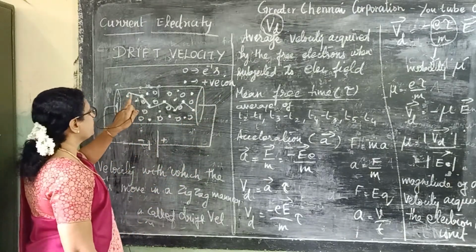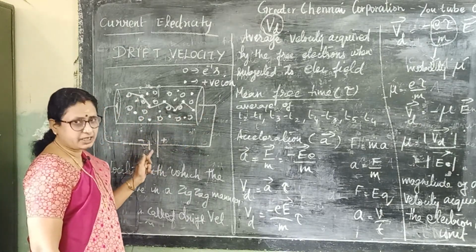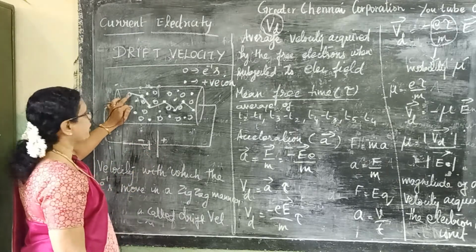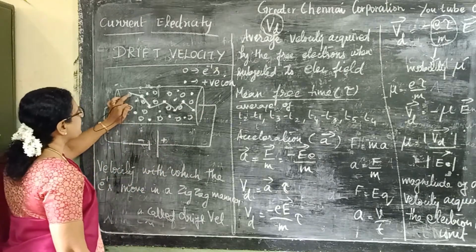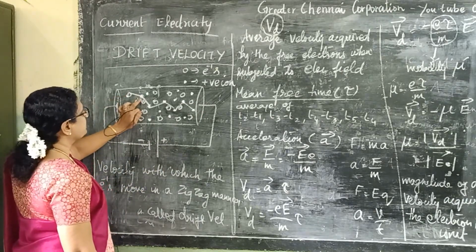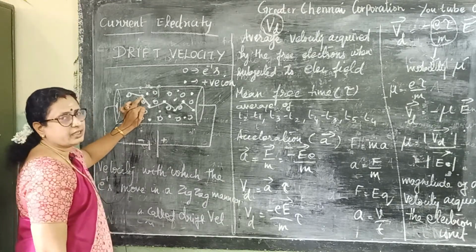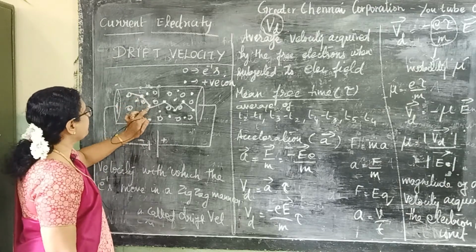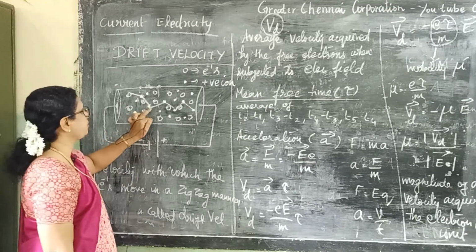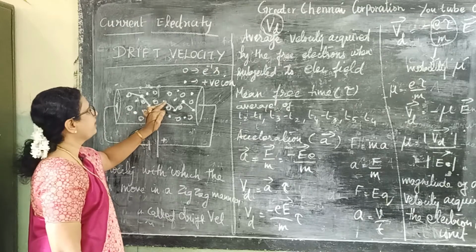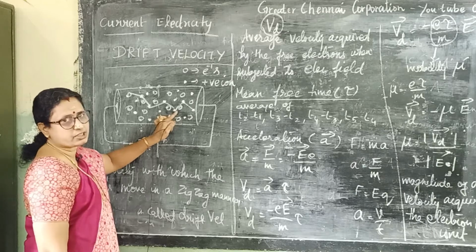When the electron is accelerated towards the positive end of the battery due to the application of an external potential difference, let us take this electron moving towards the positive terminal of the battery. When it gets accelerated in this direction, what happens? It will collide with a positive ion. Due to the collision, it changes its path and travels in this direction. Again, it may collide with some other positive ion and change its direction. Again it collides with another positive ion and changes its direction.